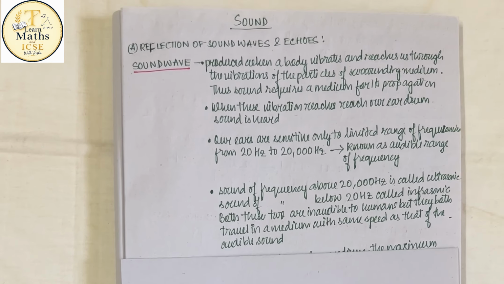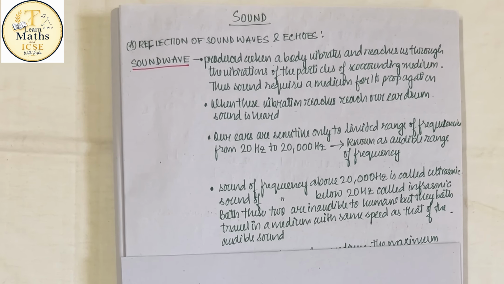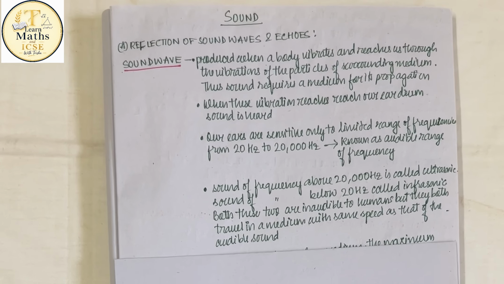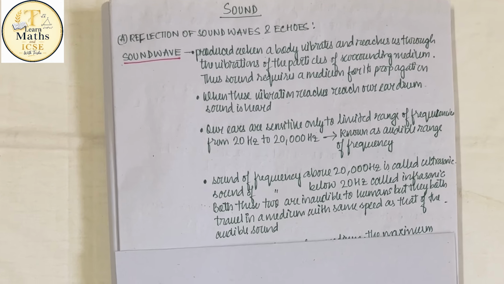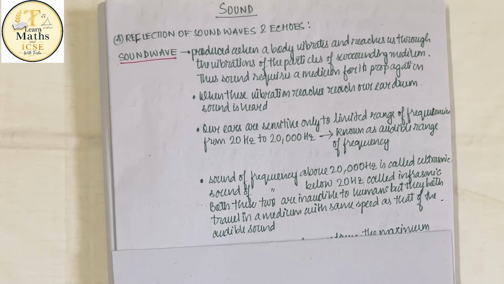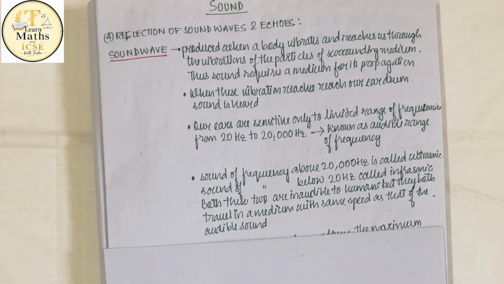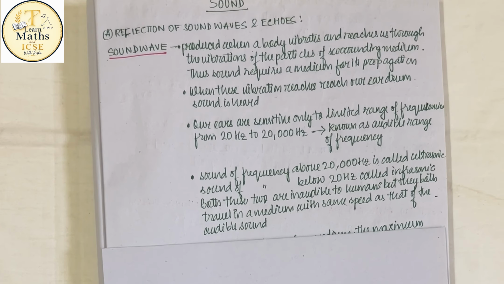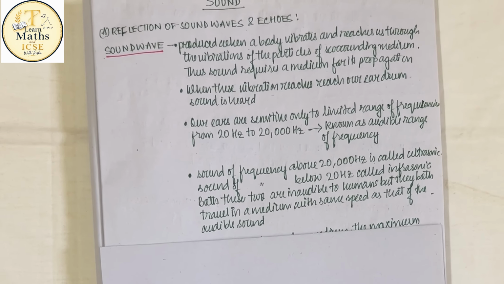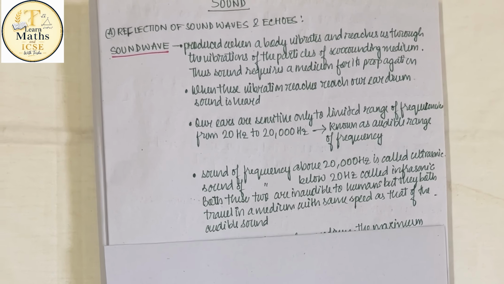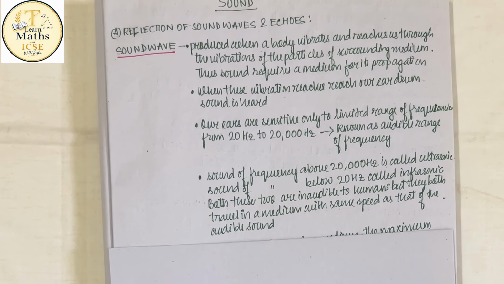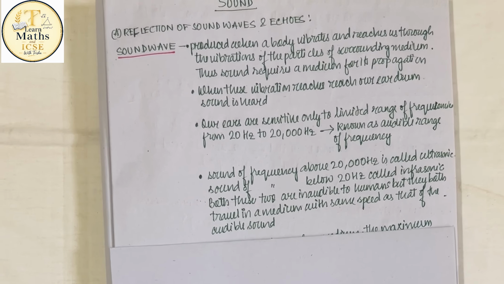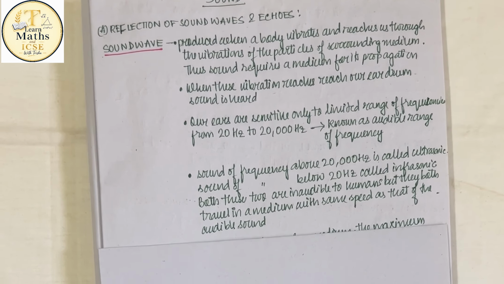So now the first topic is reflection of sound waves and echo. Before starting we have to know what a sound wave is. A sound wave is produced when a body is vibrating and reaches us through the vibrations of particles of the surrounding medium. When I am speaking to you all, it is hitting a medium and reflecting back to you. This is called sound or sound wave. And sound requires a medium for its propagation, so without a medium it won't be propagated.